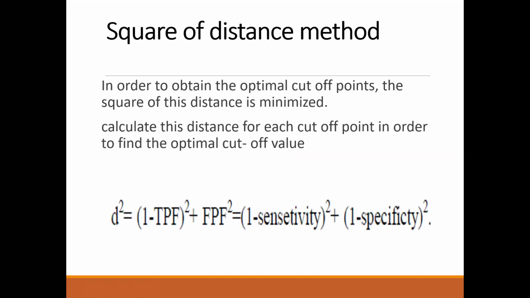The first one is the square of distance method. In this method, we calculate the optimum cutoff value by this equation: d square is equal to (1 minus TPF) square plus FPF square, that is, the true positive fraction and the false positive fraction. In simple words, (1 minus sensitivity) square plus (1 minus specificity) square. After calculating this, we get the d square value. The point where the d square value is minimum is considered to be the best cutoff.